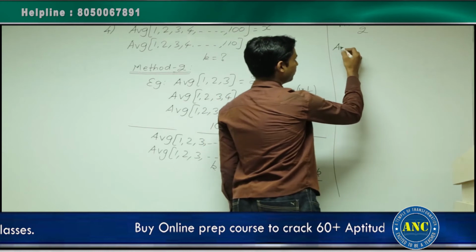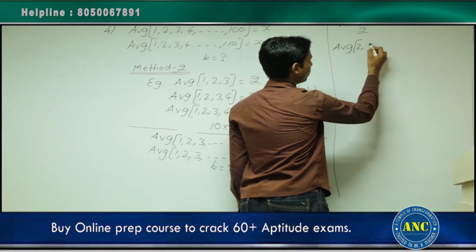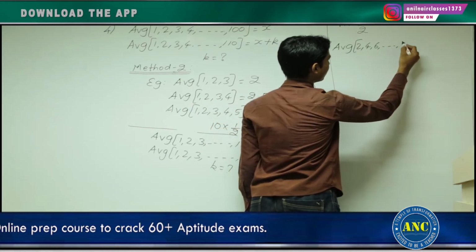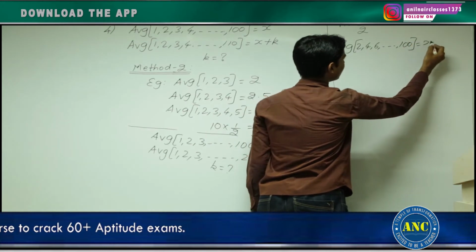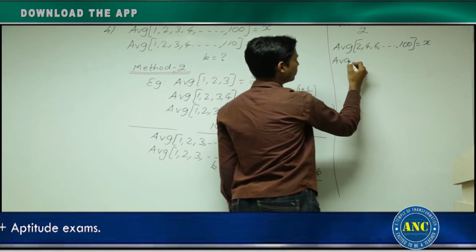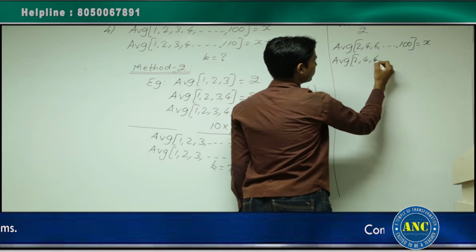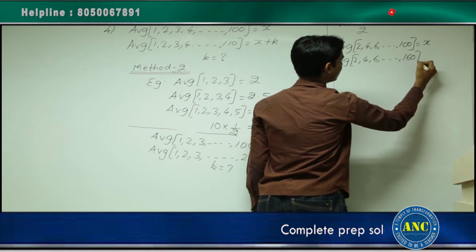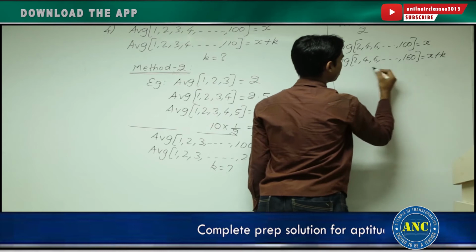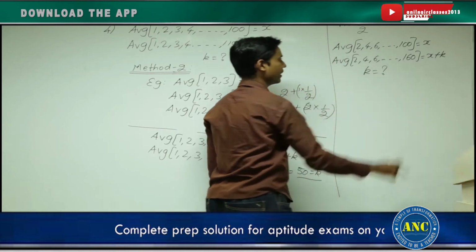For example, if the series is 2, 4, 6 till 100, the average is x. The average of 2, 4, 6 till 160 is x plus k. Find the value of k.